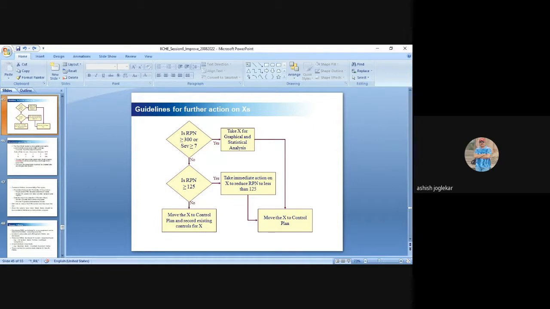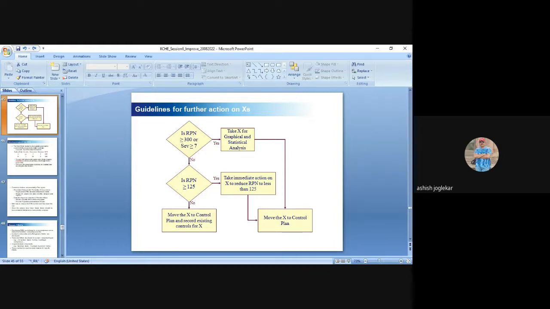That is how you take action on each and every failure mode. And then again go back to the FMEA. Remember, by only taking action, you're not going to get results. Take the action, wait for 7, 8, 10 days, and again do FMEA on the same action. Then you will come to know whether you are really improving or not.